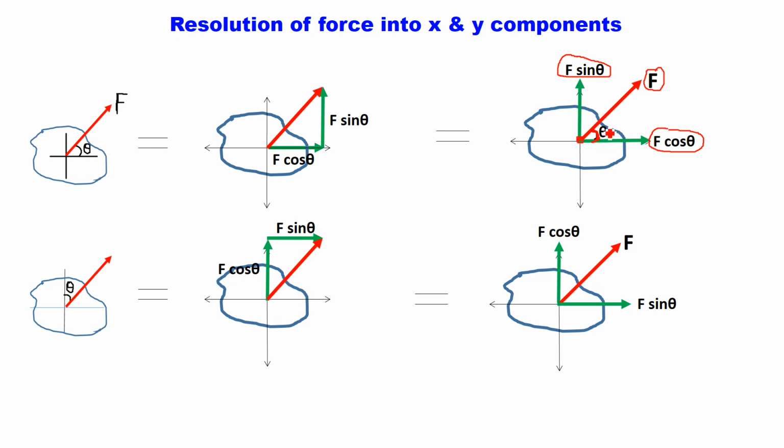Please remember, if theta is with respect to the x axis, the horizontal x component is cos theta and the y component is sin theta. It is very important to understand. If theta is with respect to the x axis, the x component is cos theta and the y component is sin theta. Since F is in the first quadrant, x is plus, y is also plus.